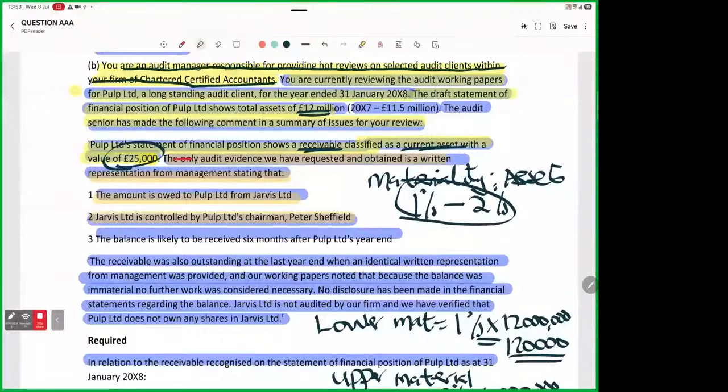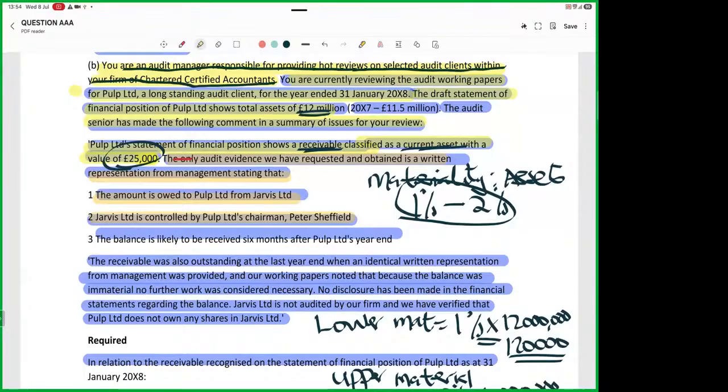The balance is likely to be received 6 months after PALP Limited's year end. I would want to explain something. This amount, of course, is immaterial. That is quantitatively. But qualitatively, given the nature of the relationship, given that this is what we call a related party transaction, even if the balance is just one book, automatically, ladies and gentlemen, that amount will be classified as a related party. We are told something here that the receivable was also outstanding at the last year.